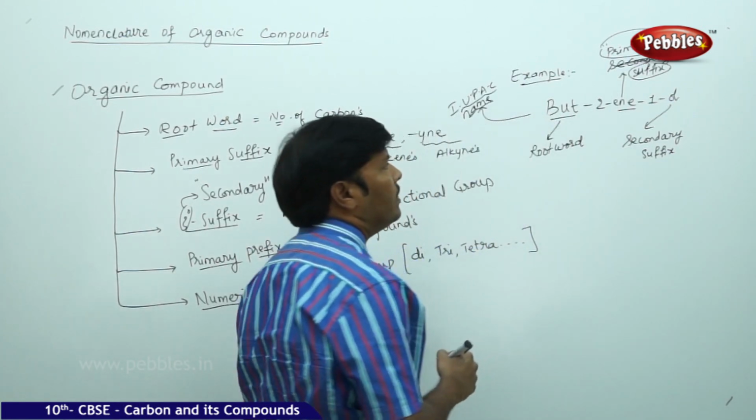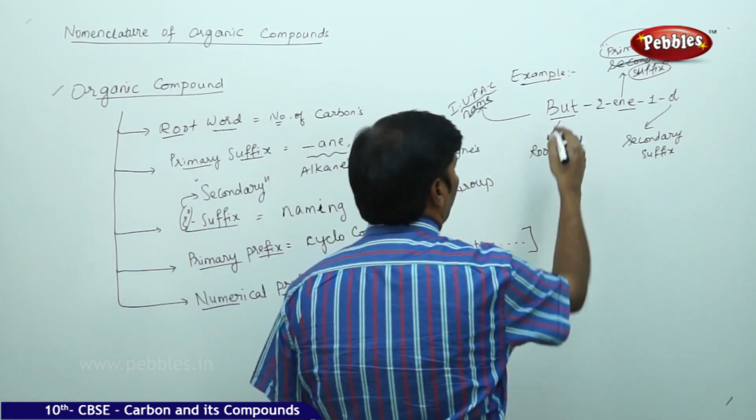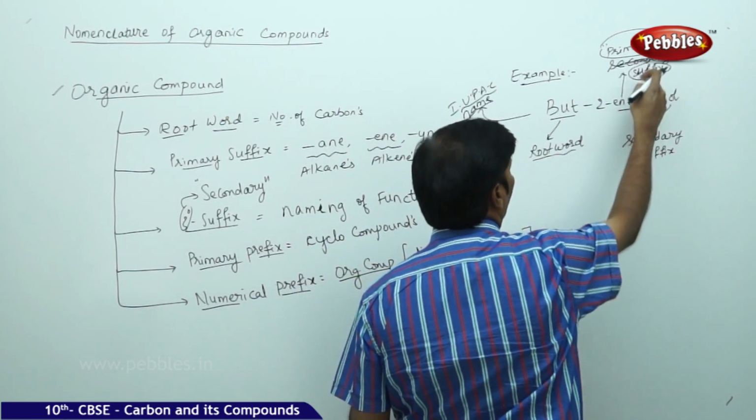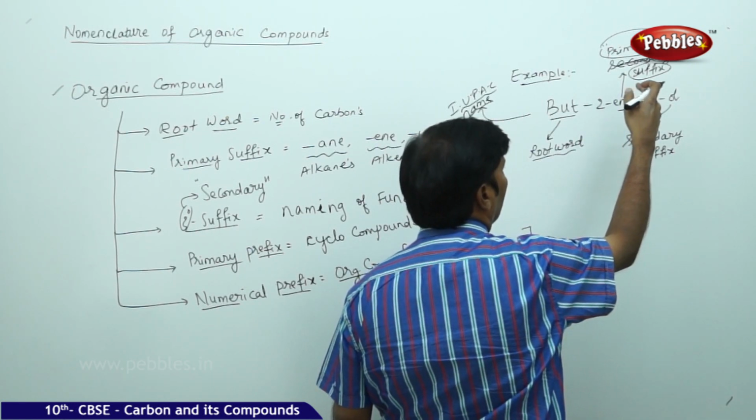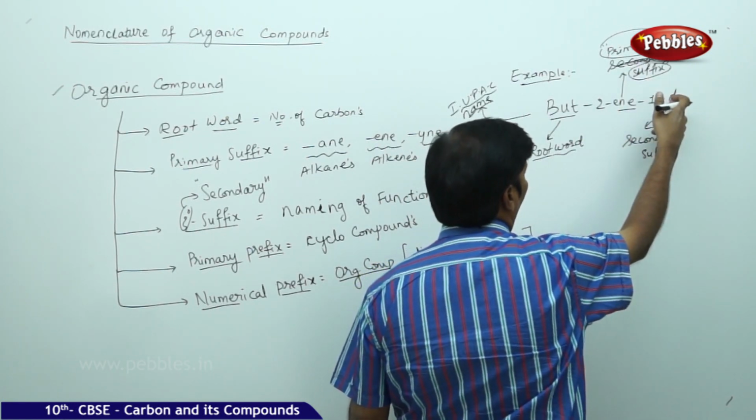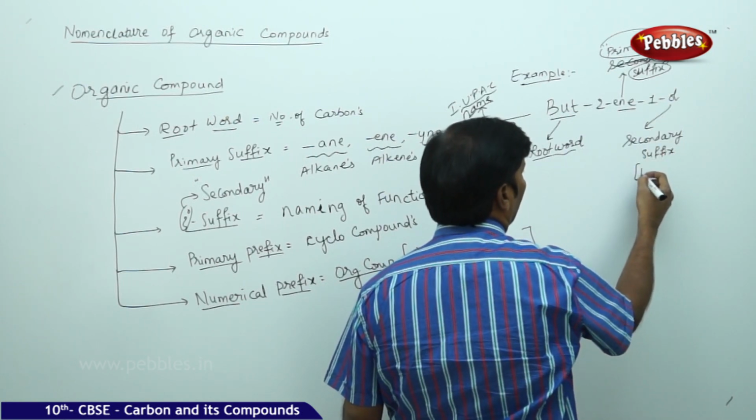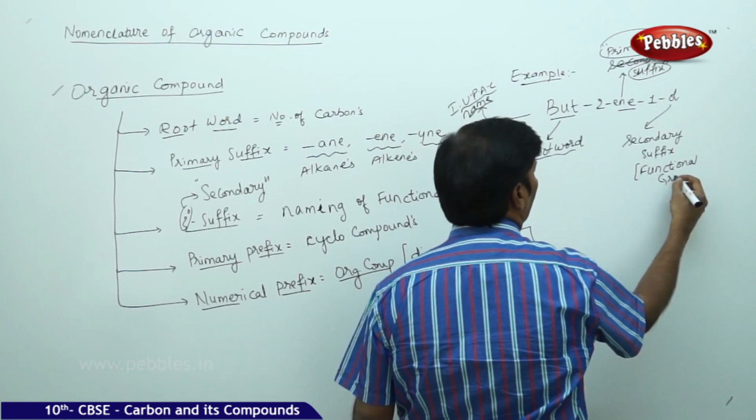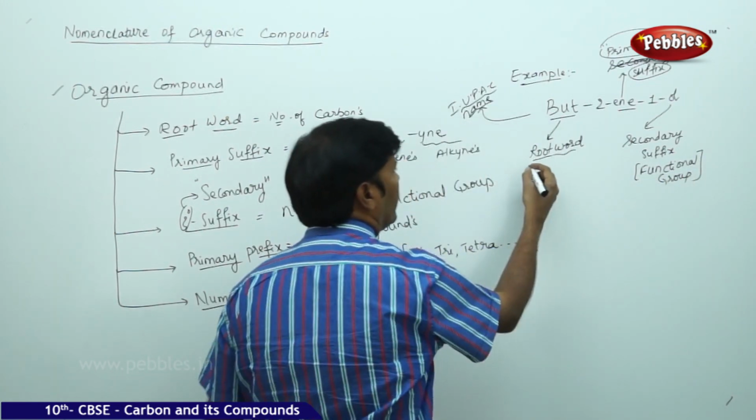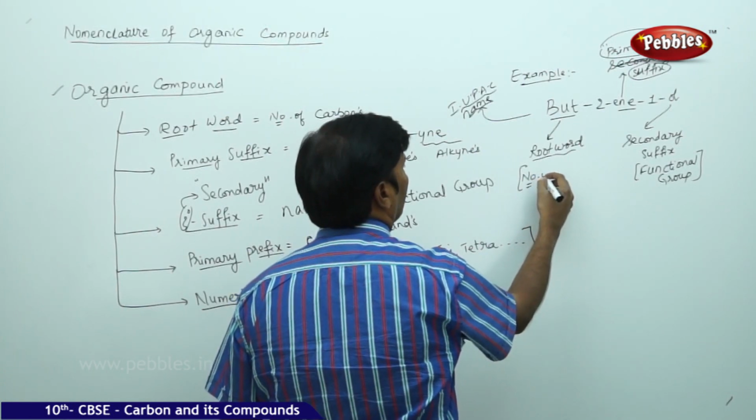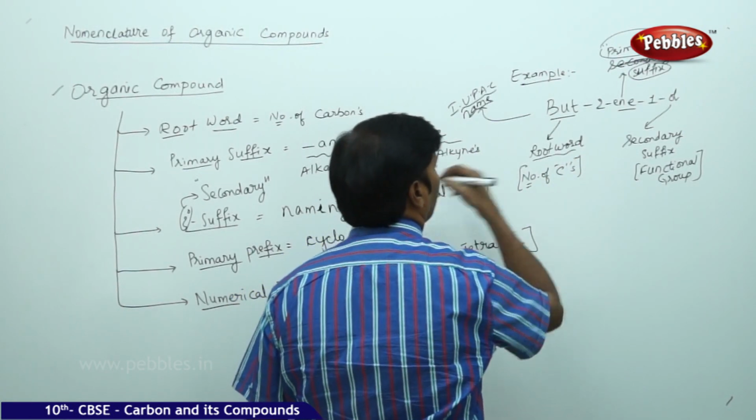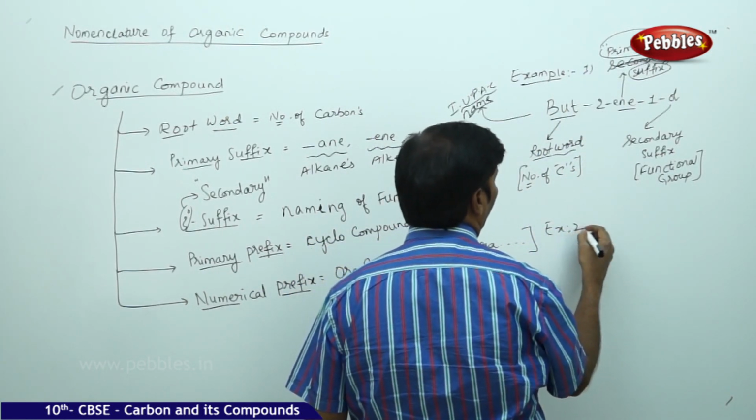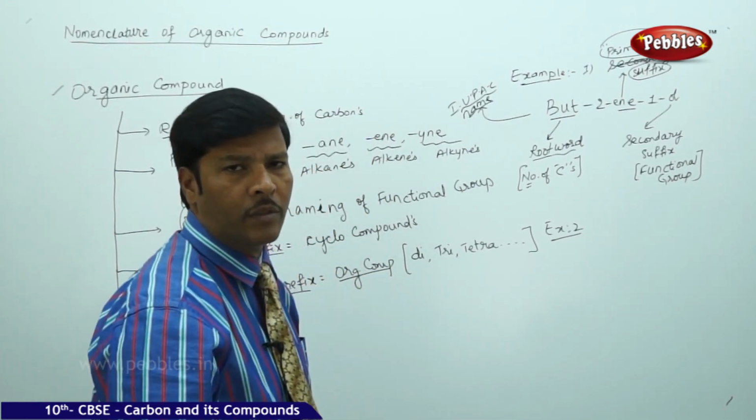This is one example. That means here but represents the root word, which represents the number of carbons. En represents the primary suffix, whether it contains a double bond, single bond or triple bond. And ol is the secondary suffix which gives the functional group. Root word represents the number of carbons. This is example 1. Let us go for example 2. I'm going to give you a much simpler example.